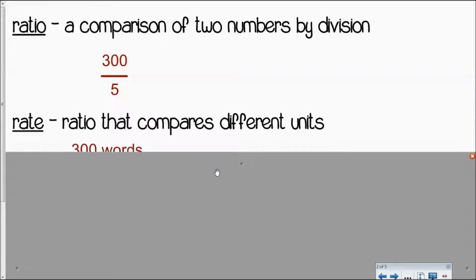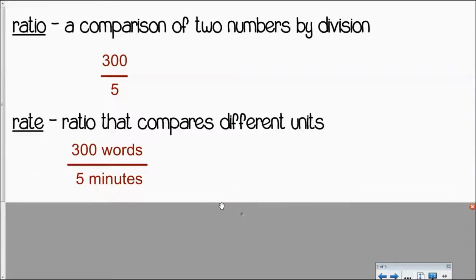A rate is a ratio that compares different units. So we're taking that same ratio, 300 compared to 5, but we're putting some real life with it. We have units. 300 words compared to 5 minutes. So this could be like somebody's typing speed.